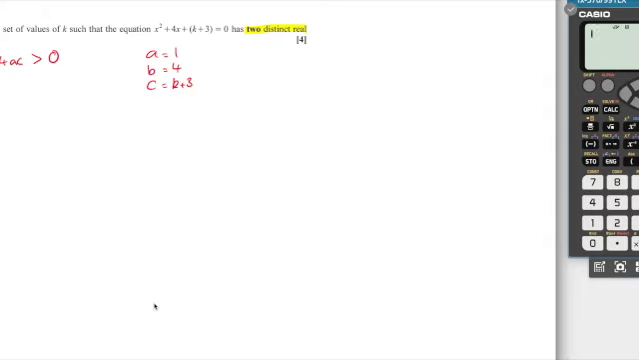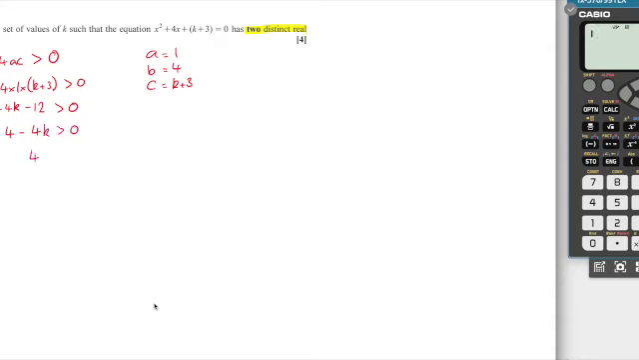So let's have a look. Pop that into the discriminant. So b squared, we're going to have 4 squared minus 4 times 1 times k plus 3. 16, then you've got minus 4 times 1, it's obviously minus 4 times k, so I've got minus 4k, and then minus 4 times 3 would be minus 12. It's greater than 0. What we're going to have then is 4 minus 4k is greater than 0.